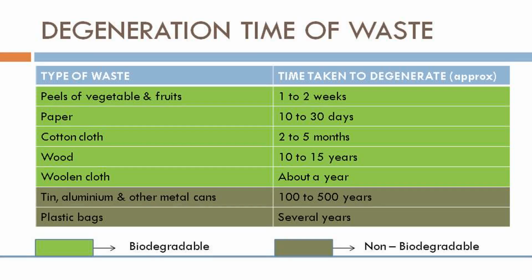Every type of waste takes some time to degenerate. For example, peels of vegetables and fruits take 1 to 2 weeks. Paper takes 10 to 30 days. Cotton cloth takes 2 to 5 months. Wood takes around 10 to 15 years. Woolen cloth takes about a year. And all these are biodegradable. However, tin, aluminium and other metal cans take 100 to 500 years, and plastic bags may take several hundred years to degenerate.